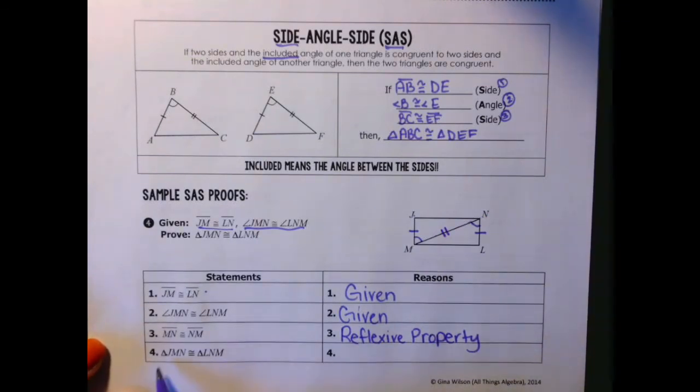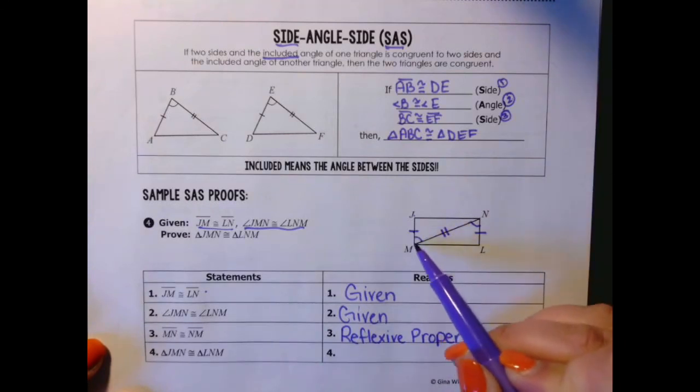And then lastly, we have triangle JMN is congruent to triangle LNM. And we know those two triangles are going to be congruent due to side, angle, side. We have that included angle in between the two sides.